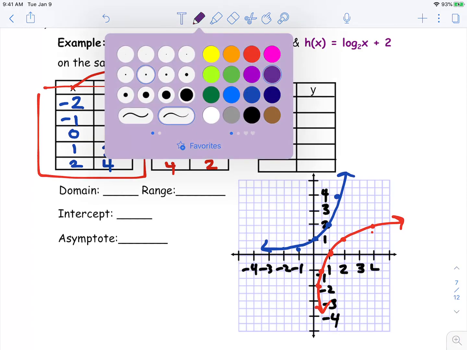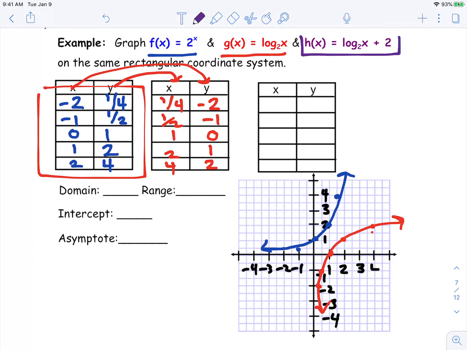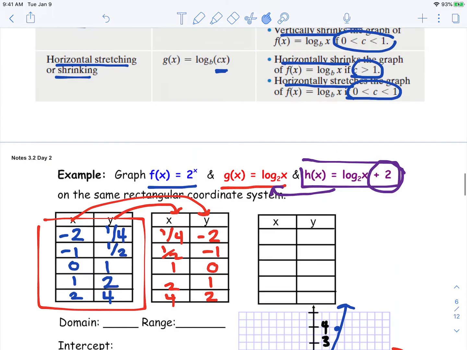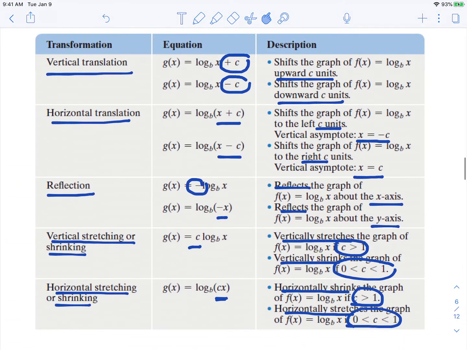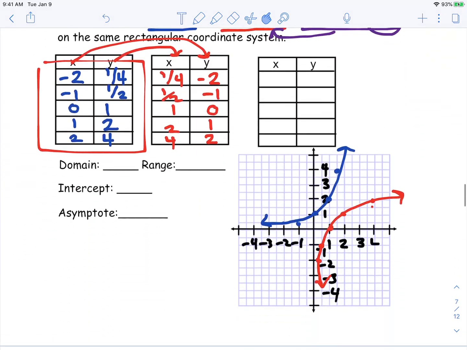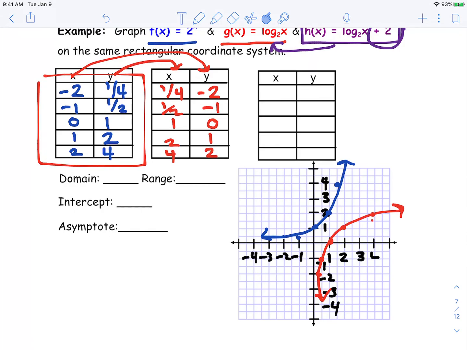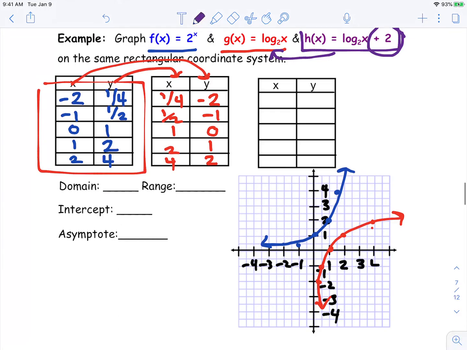Now we're going to apply a transformation. This is a logarithm of this same base 2 in the red, but there's a transformation of +2. So if we go up to our list, +2 outside the function is a vertical translation up c units. So each of these ordered pairs in the red are going to shift up 2 units.